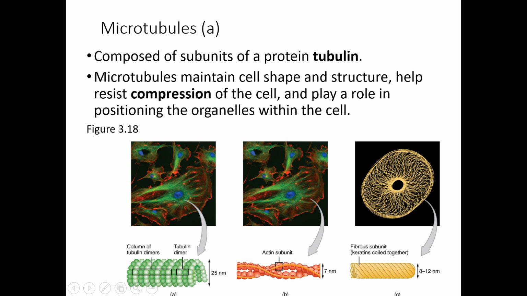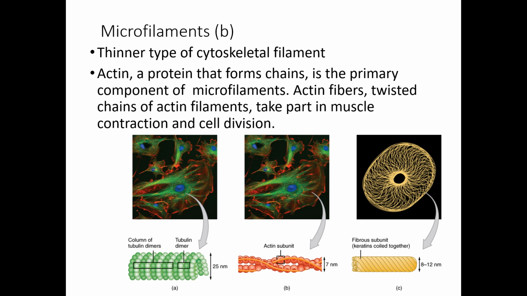What about compression of the cell? Let's say you press on your hand or on your arm, and will you kill yourself by doing that? No, because inside of the cell there will be microtubules resisting that compression. Next one, microfilaments. Microfilaments are tiny filaments made of two twisted chains of amino acids. And usually they take part in muscle contraction and cell division, and most well known of them would be actin. That's what we have in our muscles.